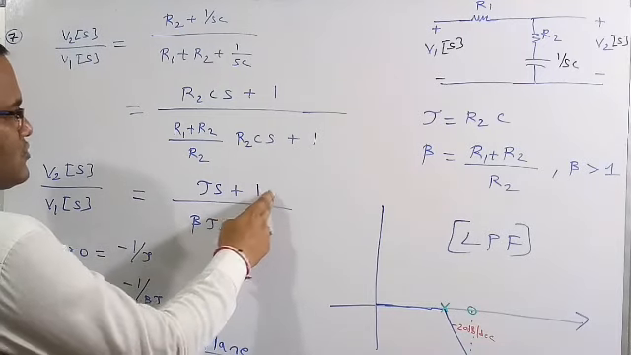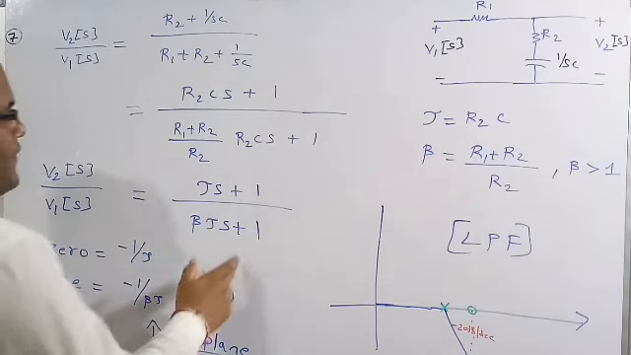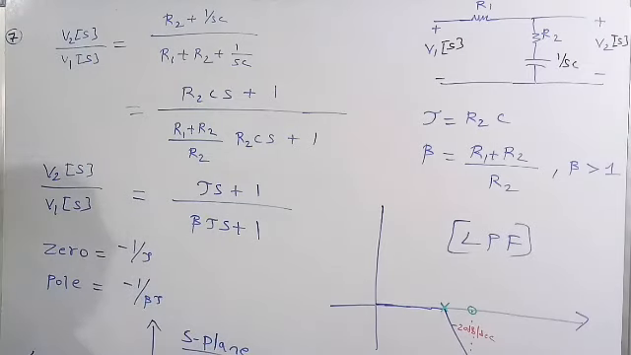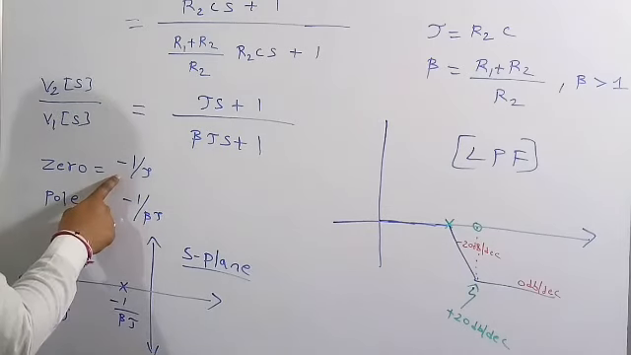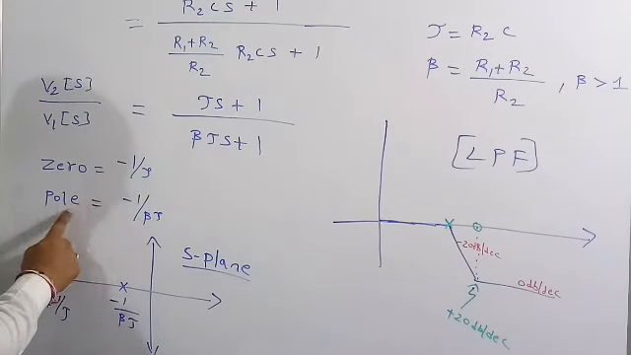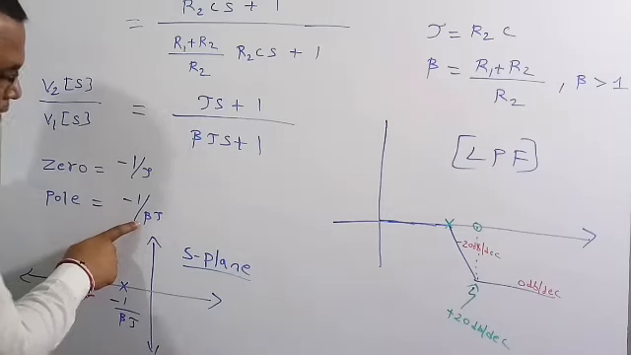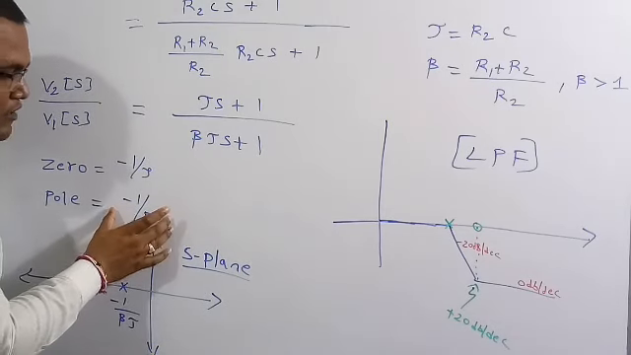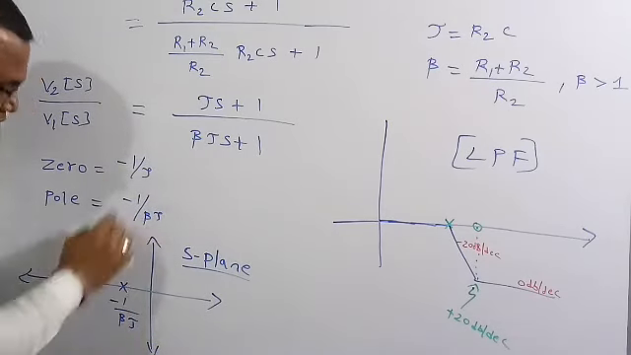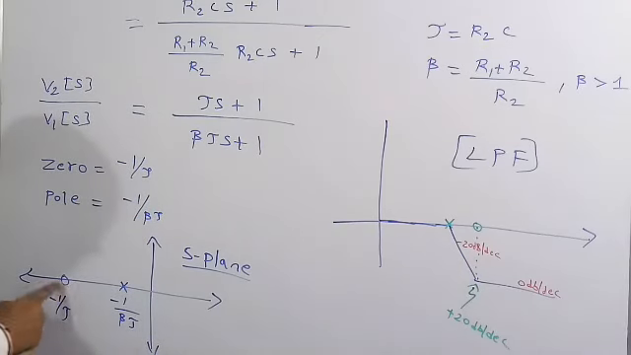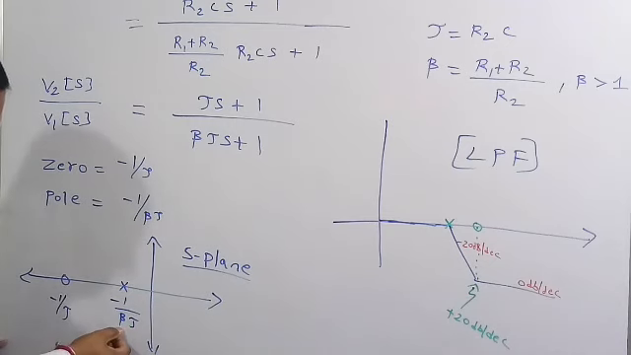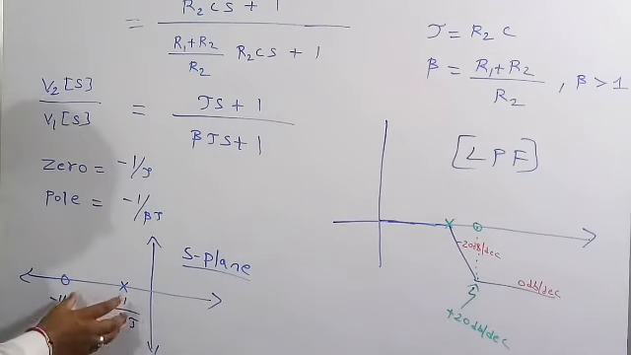Now the roots of the numerator are called zeros and the roots of the denominator are called poles. So the zero is at minus 1 by tau and the pole is at minus 1 by beta tau. See, beta is always greater than 1. So the pole will be nearer to the origin than the zero. That is the reason the pole is near to the origin.